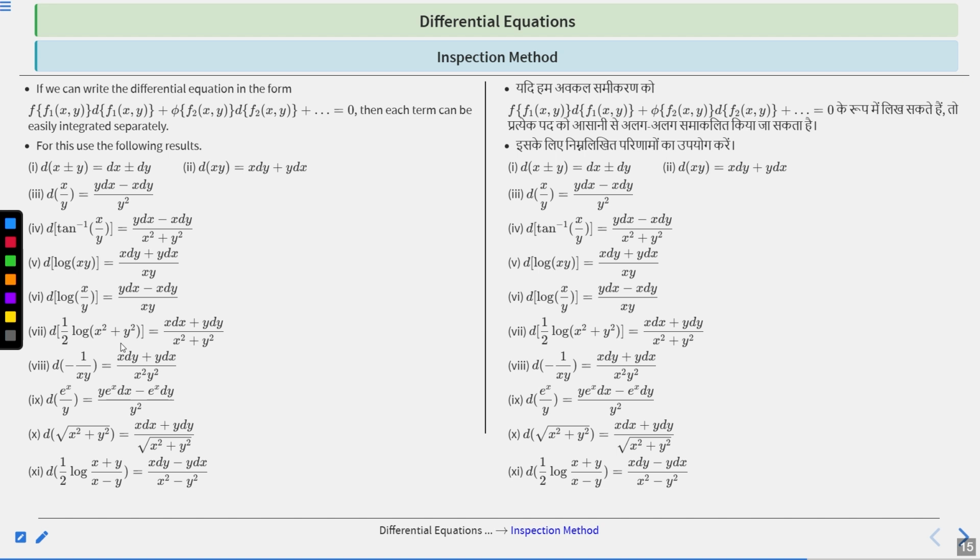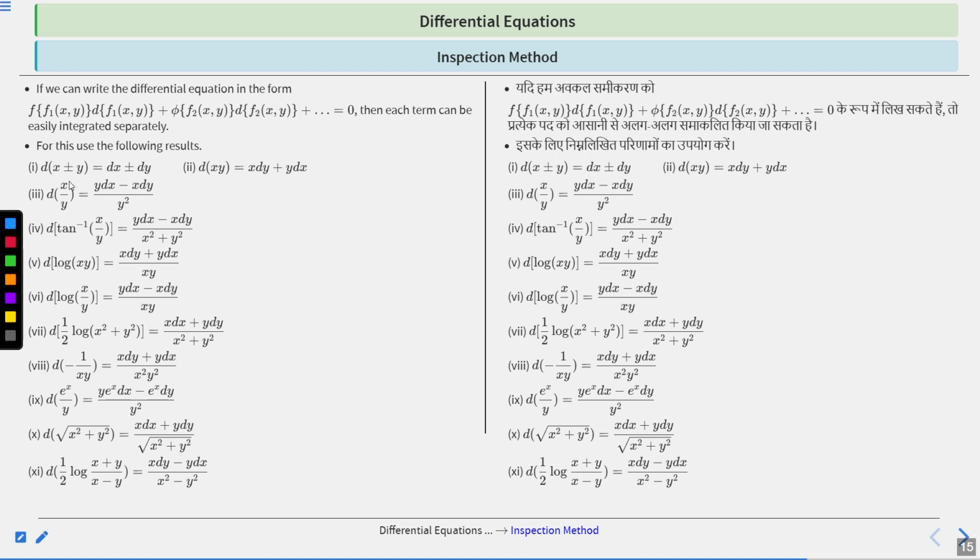Inspection method. In this method, if we can write the differential equation of the form f1(x,y) d(f1(x,y)) plus phi of f2(x,y) d(f2(x,y)), till infinity, is equal to 0, then each term can be easily integrated separately, right? Each term can be easily integrated separately. For this, use the following results.